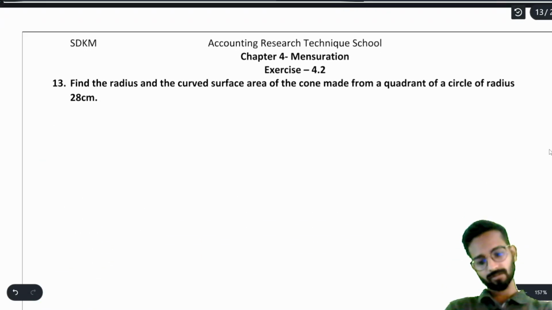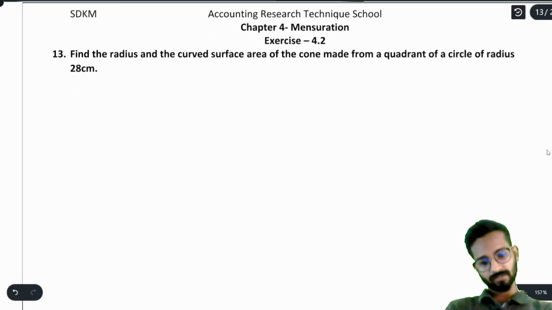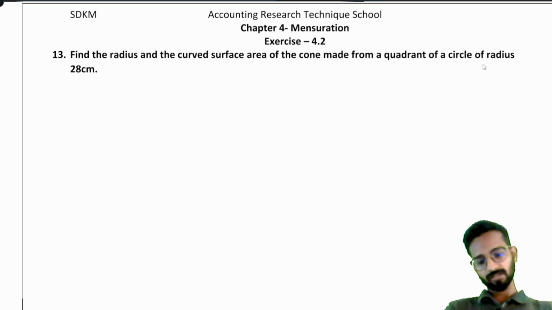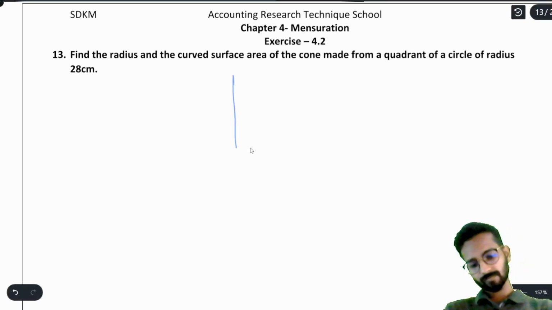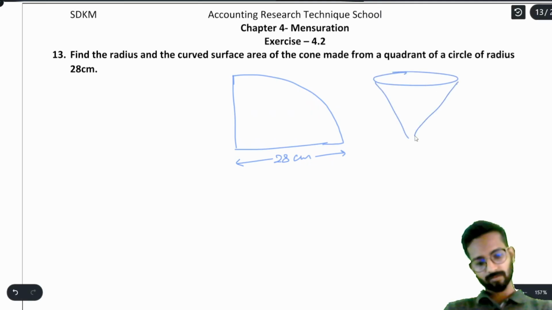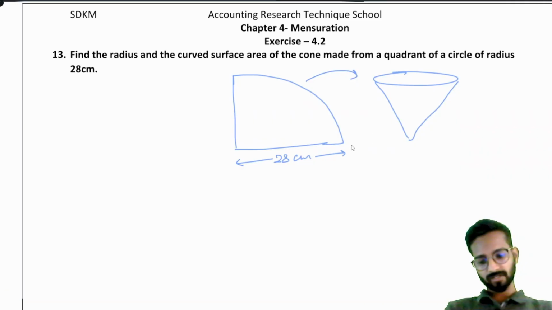Question number 13. What does it say? Find the radius and curved surface area of the cone made from a quadrant of a circle. See, I can say this is a quadrant of the circle of radius 28 centimeter. So this radius is 28 centimeter. We have made a cone from this. So this is your cone. This is converted into this cone. Okay. So radius is 28 centimeter here.